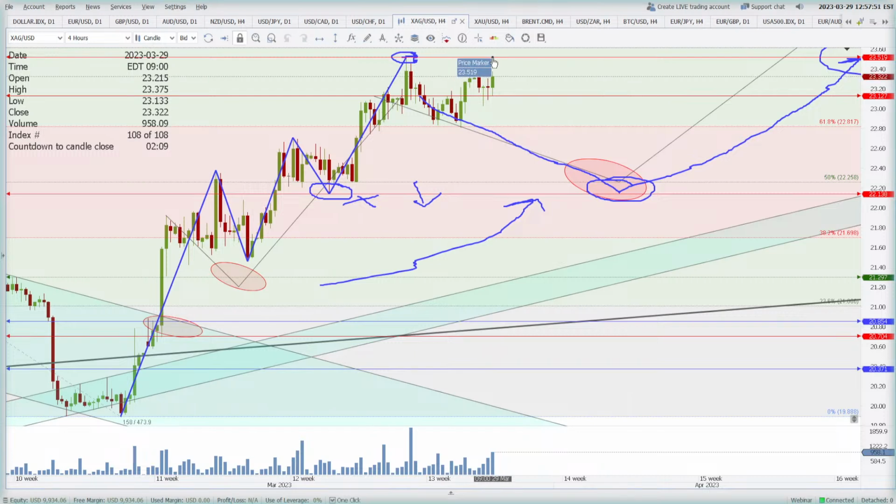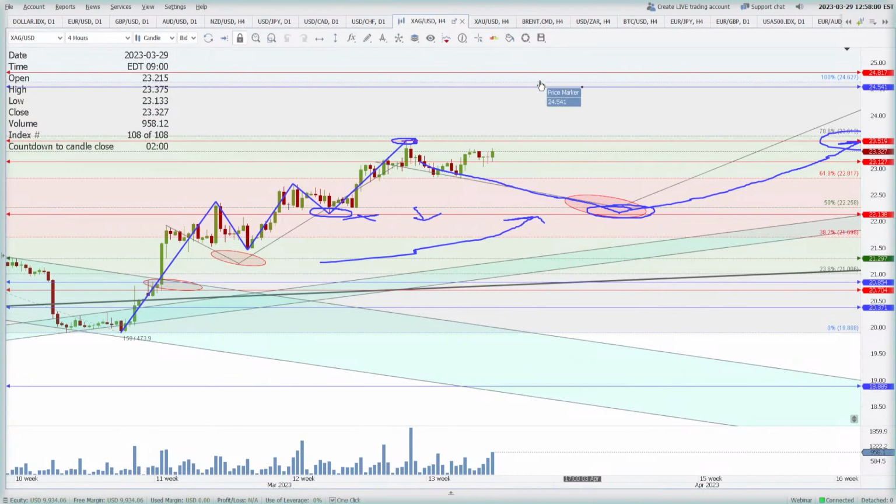But to what extent? 23.51 I will be looking for, not as a selling opportunity, but as a stop. If that does not happen and the price continues further, then 24.54 is the next level which I will be looking for, not as a selling opportunity but as a stop.